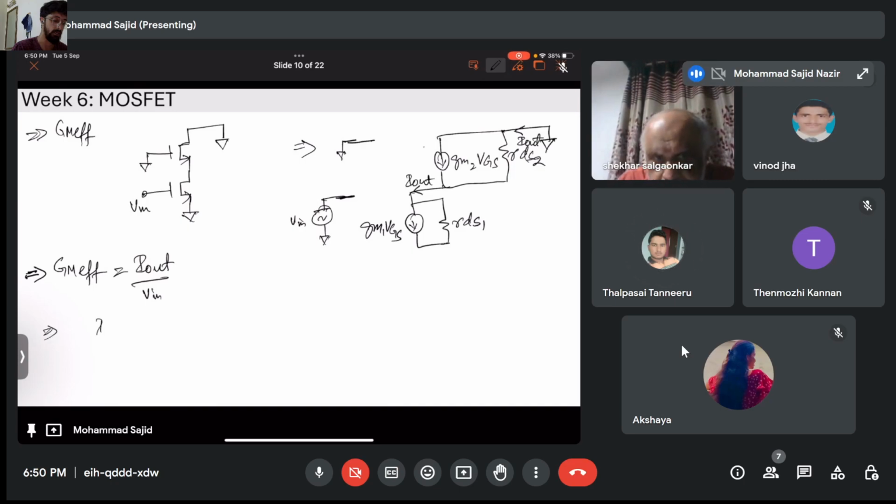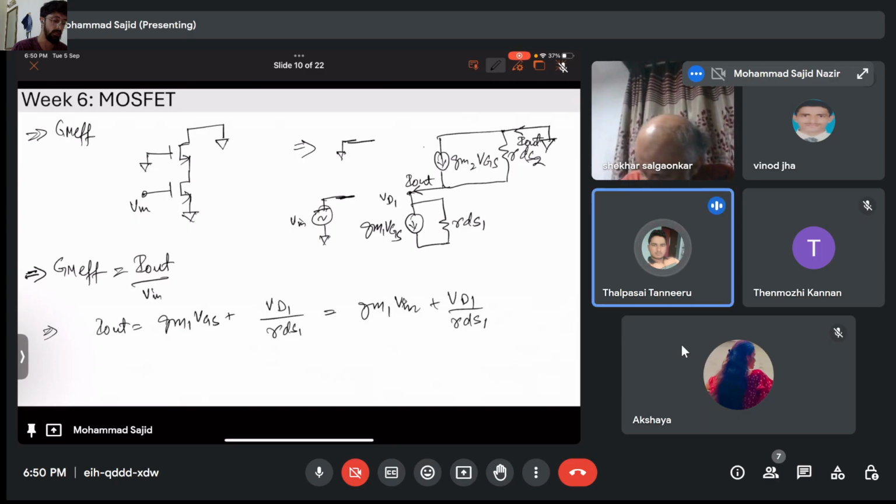So what you are saying is I output is equivalent to GM1 VGS plus, let's call it VD1, VD1 by RDS1. So this will be GM1 VGS, which is simply V in, plus VD1 by RDS1. Yes. After that, we need to find out VD1. And how do you do that?